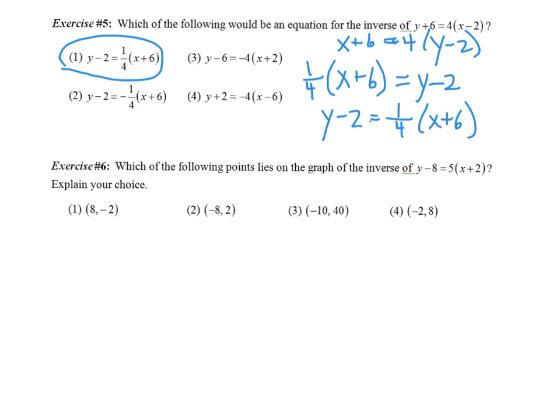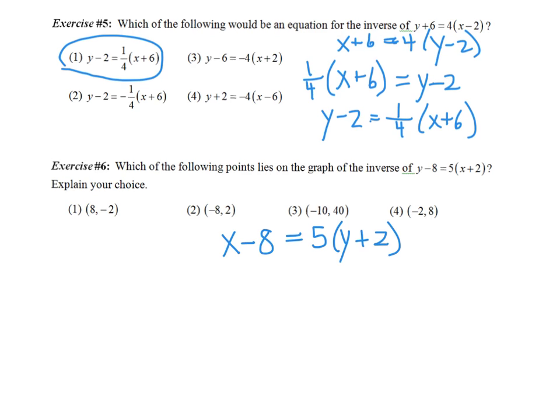Let's go ahead to exercise number 6. This one says, which of the following points lies on the graph of the inverse of the given function? And explain your choice. So I'm going to go ahead and find the inverse equation first of all. We may not have to simplify it all the way through. So I'm going to write this as x minus 8 is equal to 5 times y plus 2.